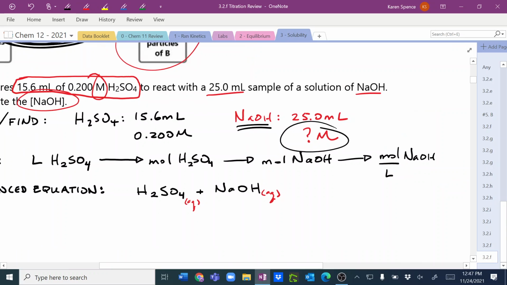Do you know how to predict the products of an acid-base reaction? It works just like a double replacement. So what did we do for double replacement? We put the outside ions and the inside ions together. In this case, H gets together with OH, which makes H2O.